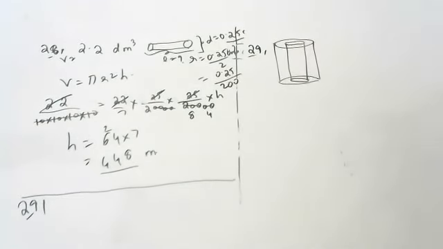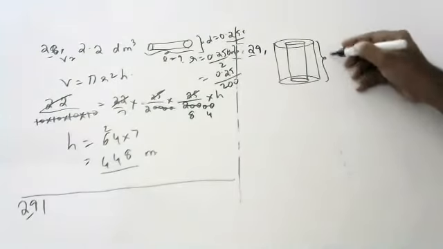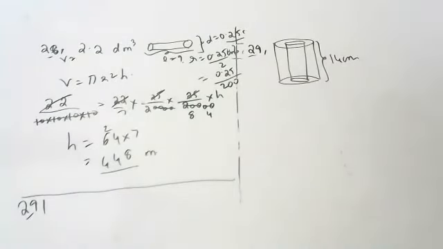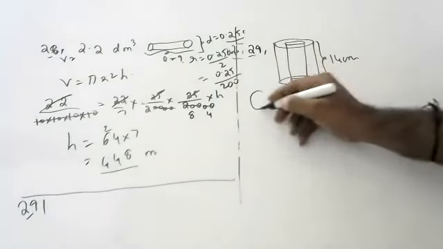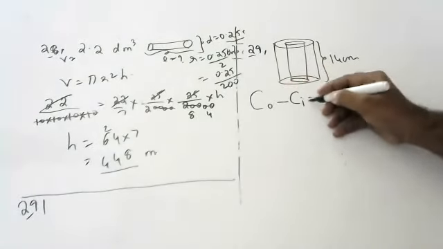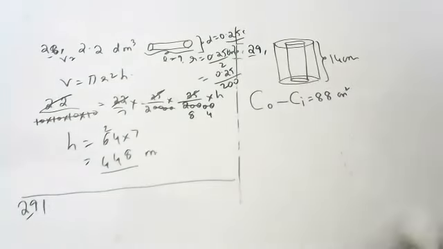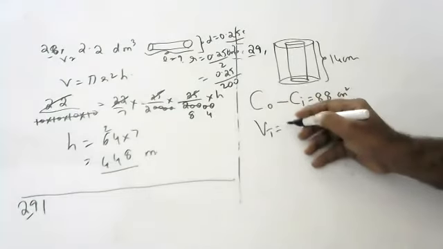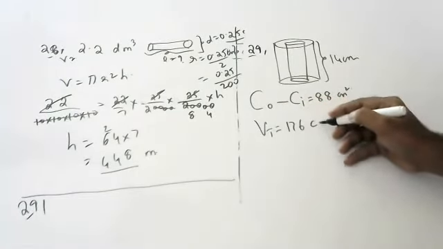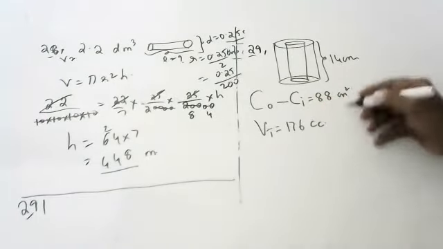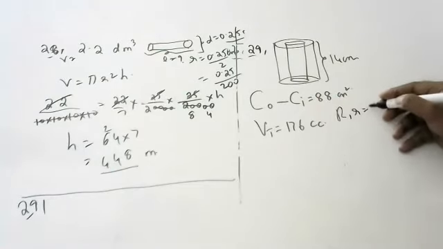So the difference between the inside and outside surface of a cylinder tube, 14 centimeter long, is 88. So outer CSA minus inner CSA is 88 centimeter square. If the volume of the tube is 176 cc, find the inner and outer radius. Bigger and smaller radius is being asked.